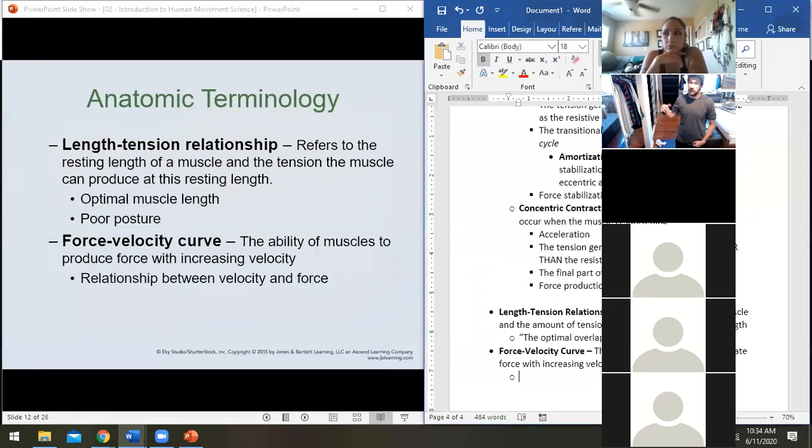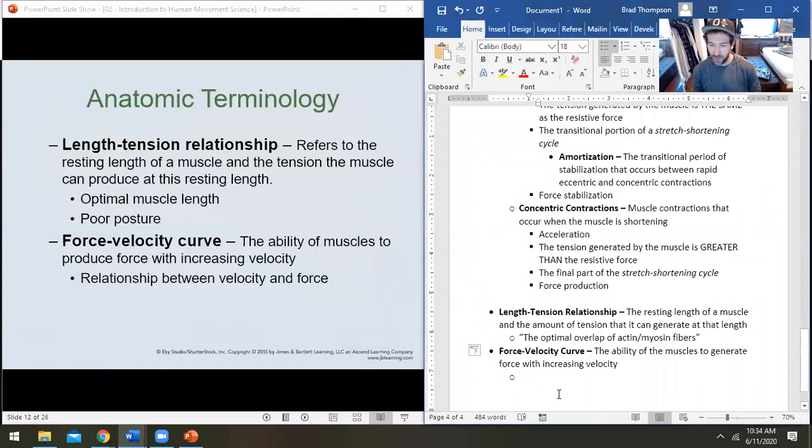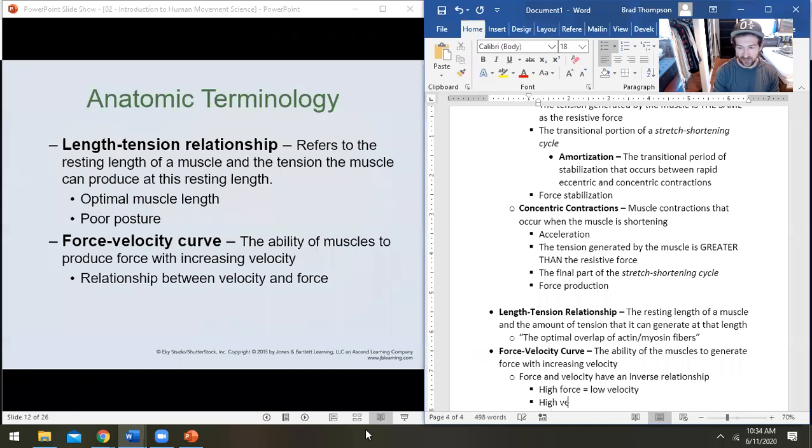So there's an inverse relationship between force and velocity. They are opposites of each other. Force and velocity have an inverse relationship, right? So high force equals low velocity. Picture a bowling ball. Low force, high velocity. It's just like time and intensity, right?